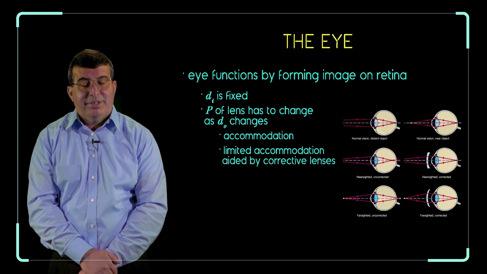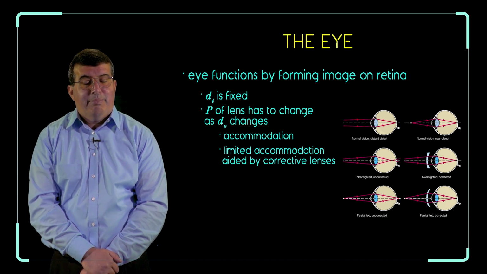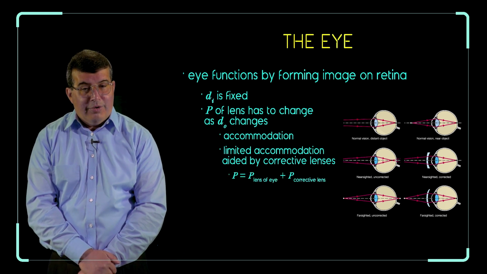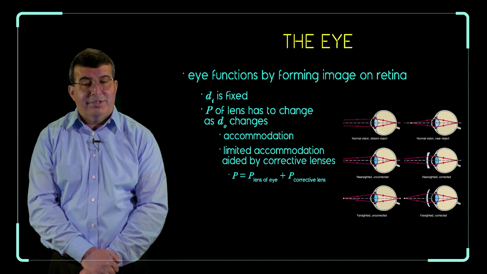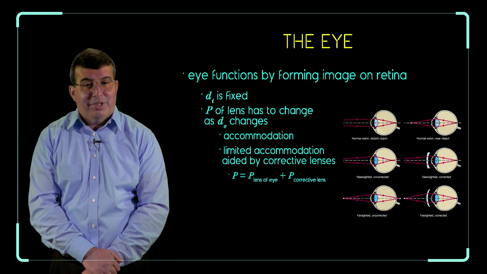Now sometimes your eye is unable to accommodate and keep that image focused on your retina. We can correct that by using corrective lenses, and what happens in this case is that the power of the lens of your eye and the power of the corrective lens add together to give you greater focusing power if the corrective lens has positive power, or to give your eye less power if the corrective lens has negative power. Let me demonstrate that for you.